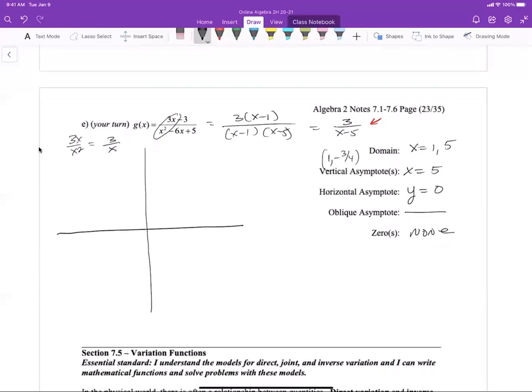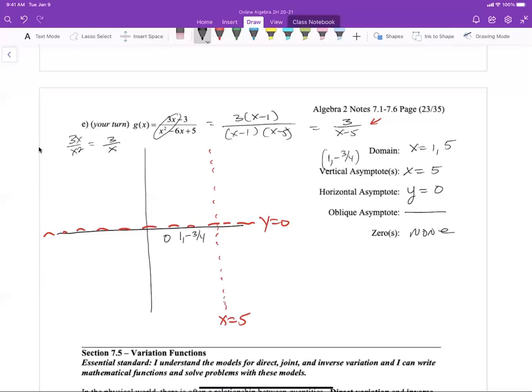Now, let's go and plot some things. We have a horizontal asymptote at y equals 0. We also have a vertical asymptote at x equals 5. And now we need to see, do we have a hole? Yes, we have a hole at (1, -3/4). So that'll be somewhere maybe here, (1, -3/4).